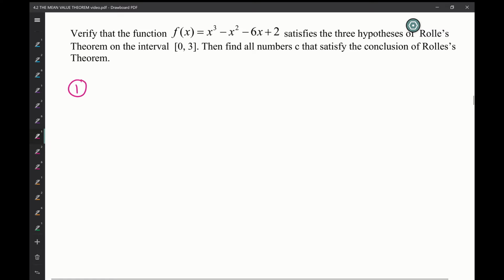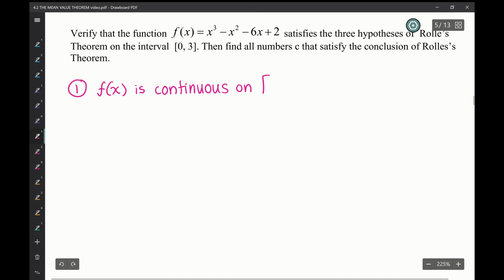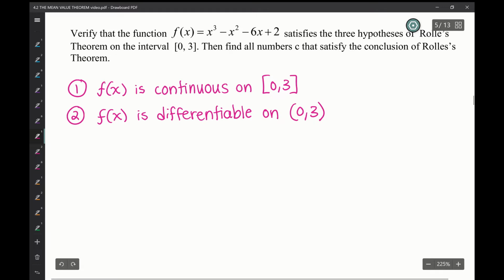So first, we need to verify that f of x is continuous on the closed interval from 0 to 3. Then we need to verify that f of x is differentiable on the open interval from 0 to 3. So those are the 2 conditions from mean value theorem. And then we're adding on this extra condition that makes it so that we have Rolle's theorem, which is that f of 0 has to be equal to f of 3.